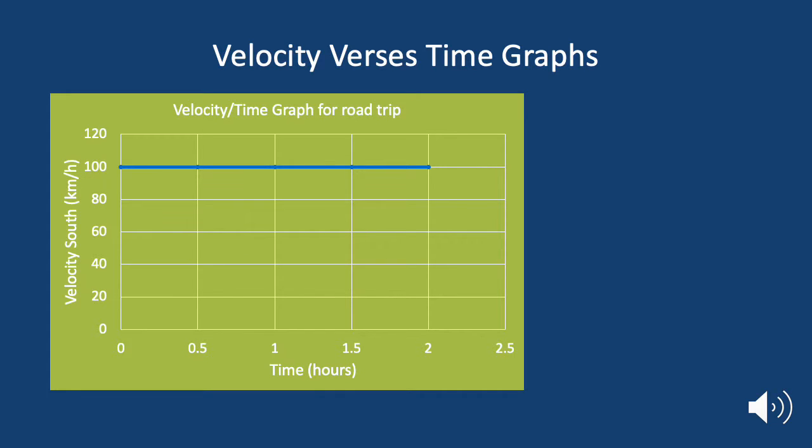Hi everyone, in this video we're going to be looking at velocity versus time graphs. In a velocity versus time graph, we look at an object as it goes through a journey and we record the velocity of the object at different times throughout the journey. On the y-axis, the vertical axis, we'll have the velocity, and that'll very often be in meters per second, but in this one on the screen it's kilometers an hour.